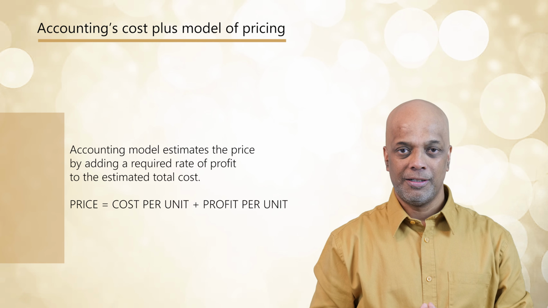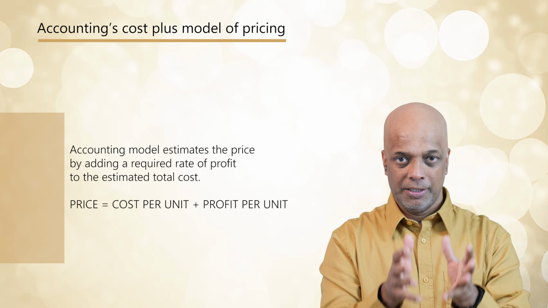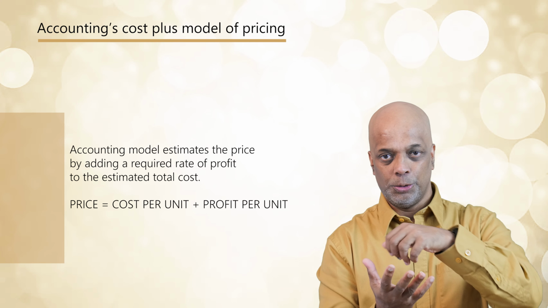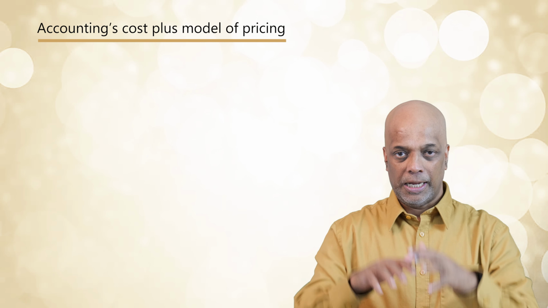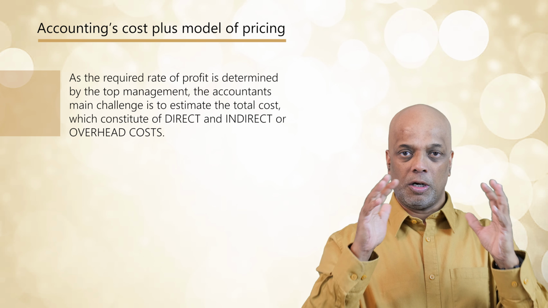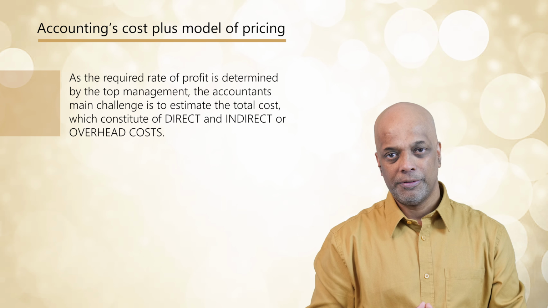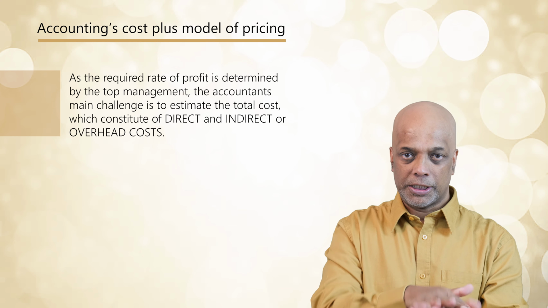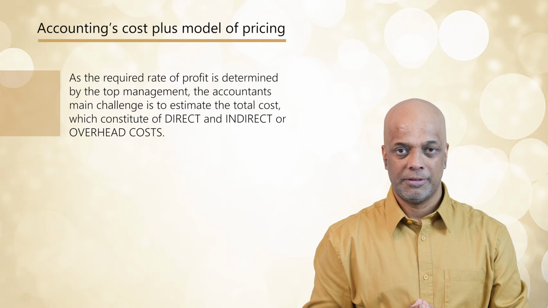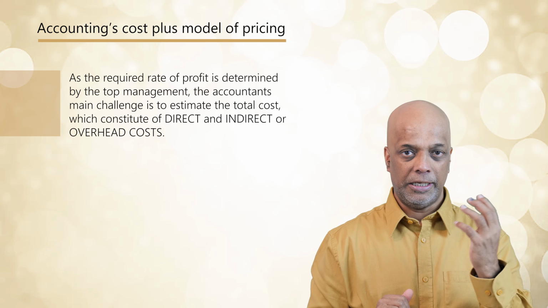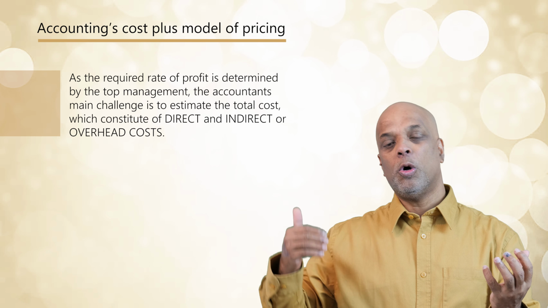According to this model, the price is estimated by adding a required profit margin to the cost. And this required profit margin is given to the accountant by the top management. Therefore, the accountant's biggest challenge is the estimation or calculation of the cost. In calculating the cost, accountants classify the cost into two categories: the direct cost and the indirect or overhead cost.